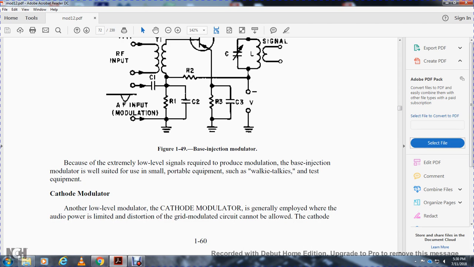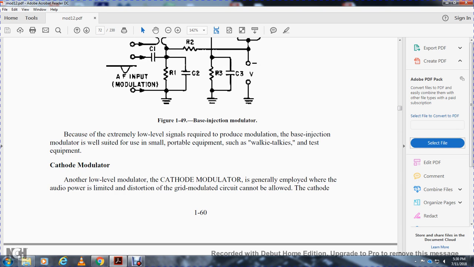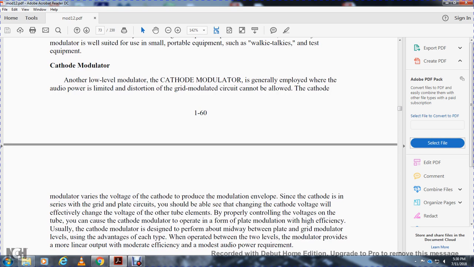Because the signal produced is extremely low level, the base injection modulator is suited for small portable equipment, walkie-talkies, and test equipment. Another low-level modulator is the cathode modulator, generally employed where the audio power is limited and the distortion in the modulated circuit can be allowed. The cathode modulator varies the voltage of the cathode to form the modulation envelope.